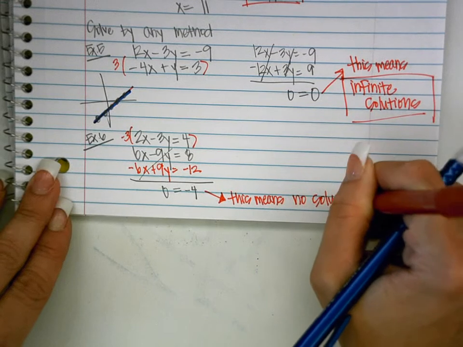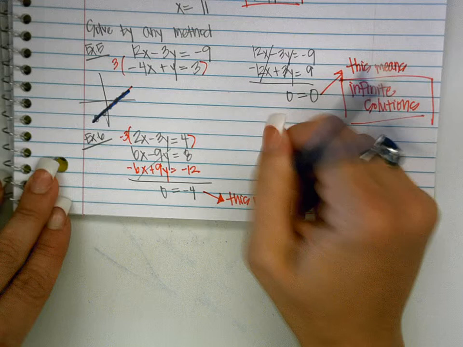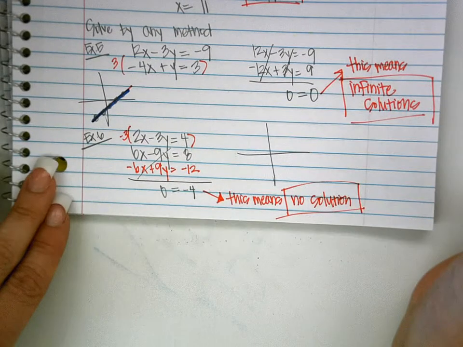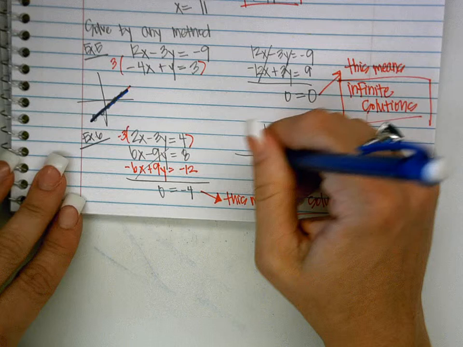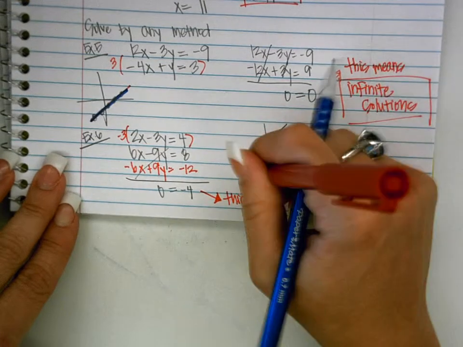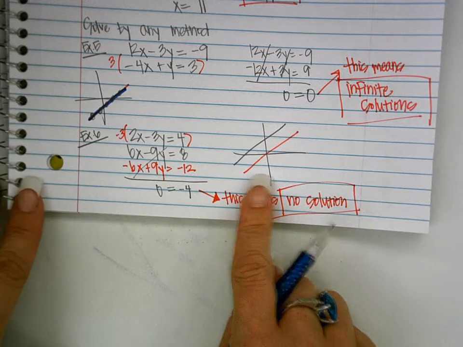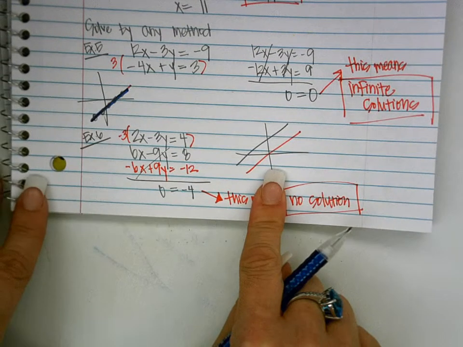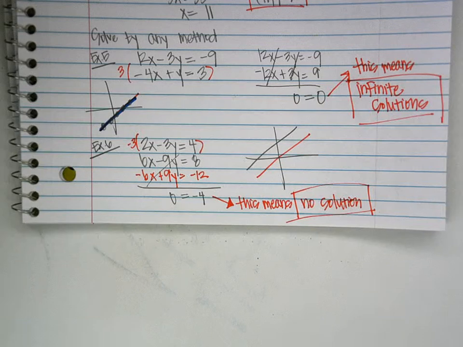How do you think it would be possible for two different equations to never cross? Is it possible? Say it again, Kelly. They'd be parallel lines. Okay, so if the lines are parallel, they will never cross. That's what that means. If you have no solution, it just means you have two parallel lines. If you get infinite solutions, it means you have the same line on top of itself. Questions on how I did that?